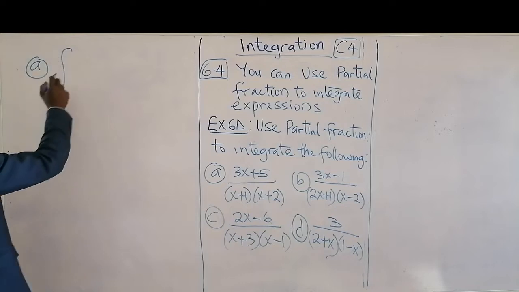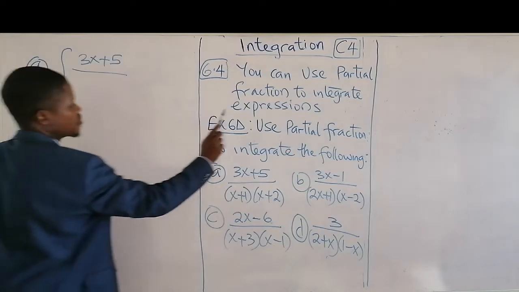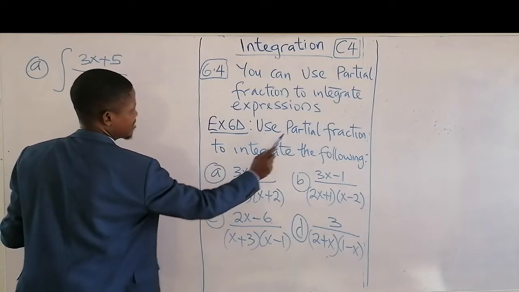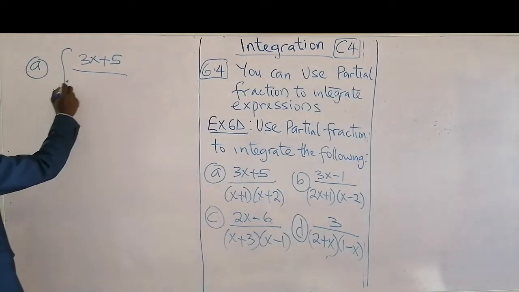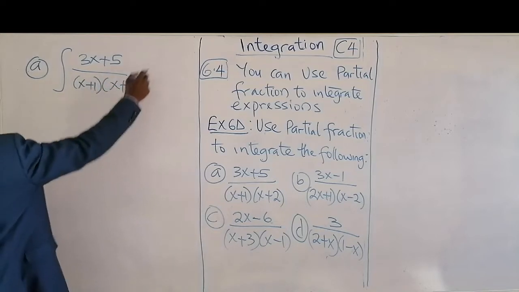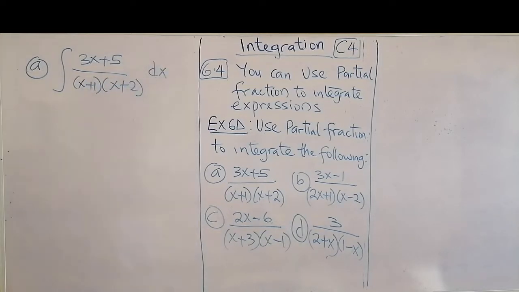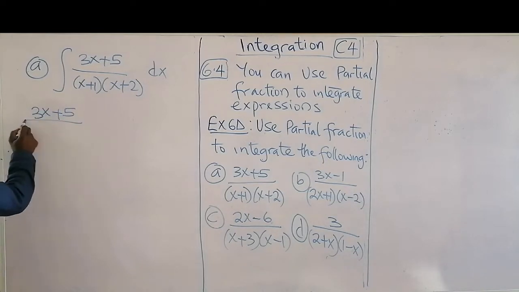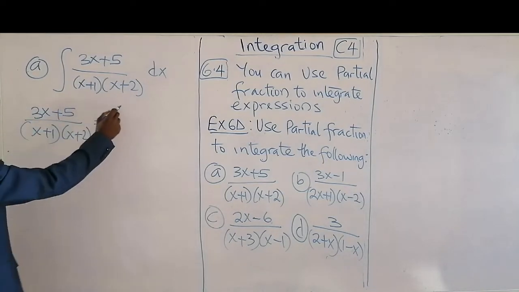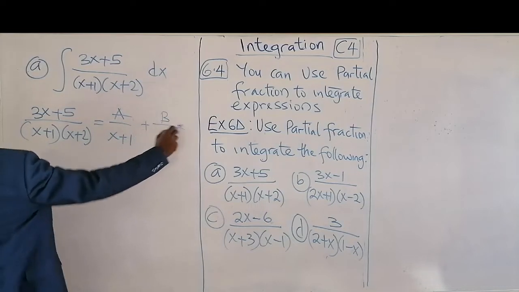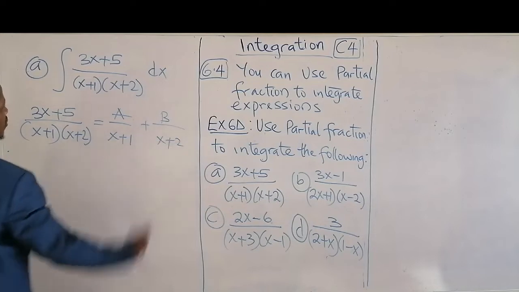Okay, question 1. Integral of this expression. We're told to use partial fractions to integrate the following: 3x plus 5 over (x plus 1)(x plus 2), dx. So what we do is we take that expression out and solve it, and this will be A over x plus 1 plus B over x plus 2.